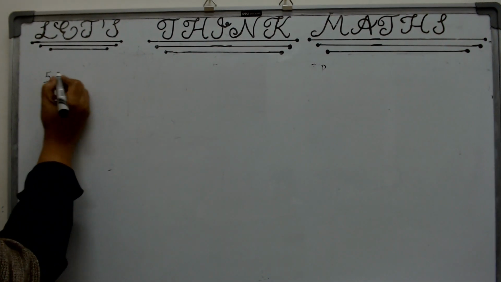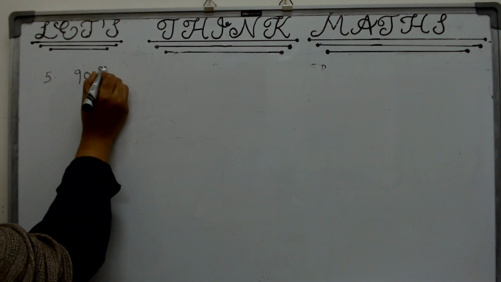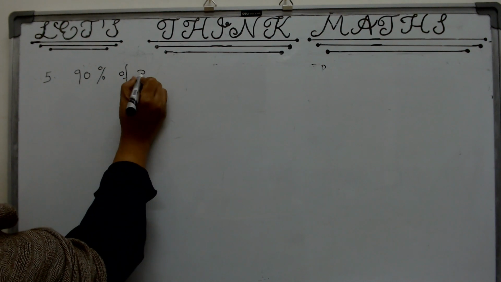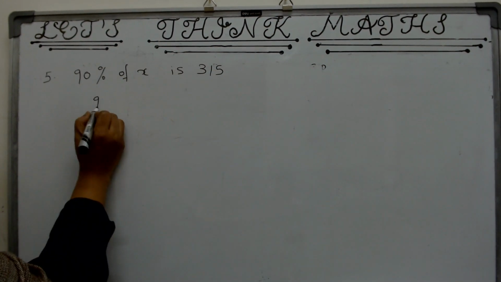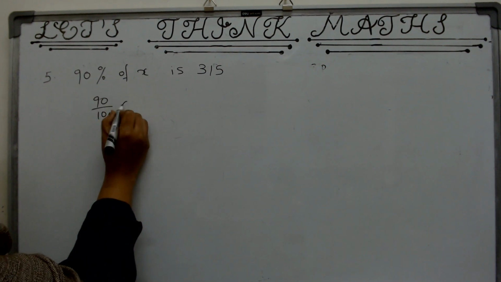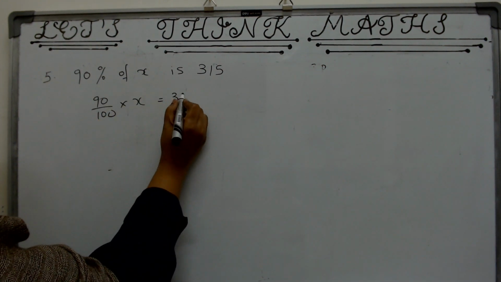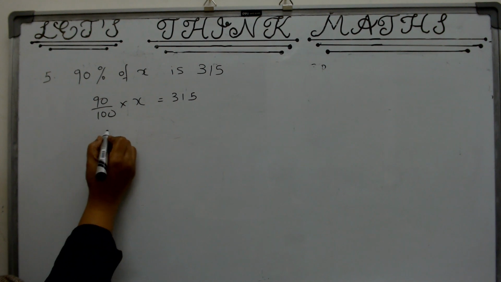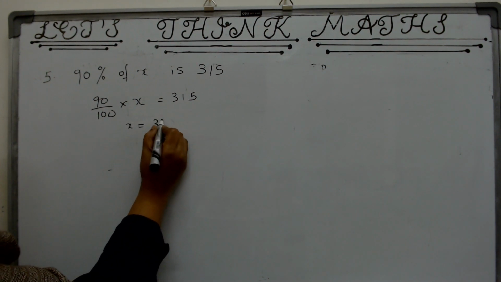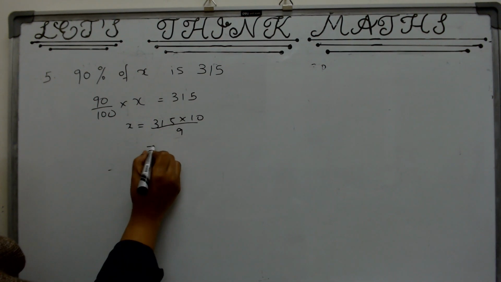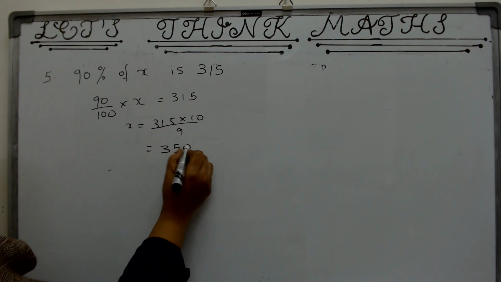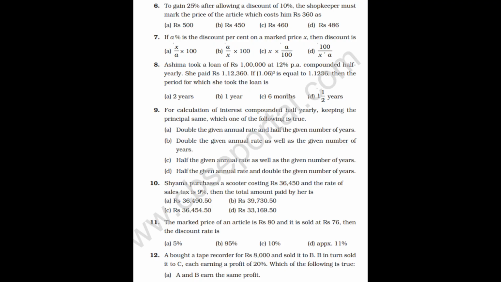The fifth question says 90% of X is 315. Then what is X? 90 by 100 into X is equal to 315. So that means X is equal to 315 into 10 by 9, and that would be 350. This is your fifth question.